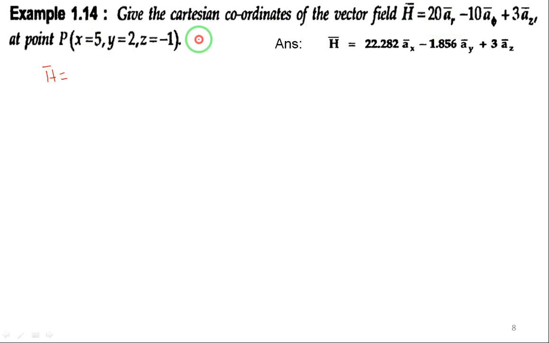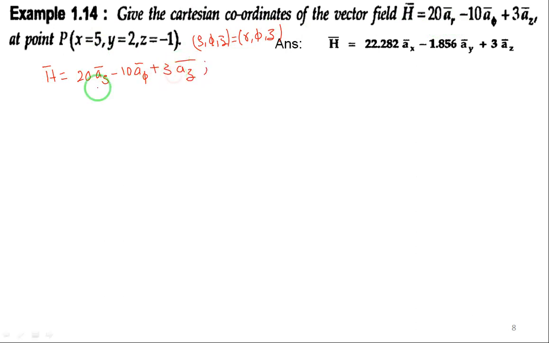Some people, instead of writing rho phi z in some textbooks, use another notation. I am telling through this problem, r phi z is also written by some people. So if r phi z is given, it is understood that r is actually rho only. So if r is given, you convert it into rho and write it for your convenience. So I will convert and write 20 a rho. They have given AR, but I will make it a rho, minus 10 a phi plus 3 az.